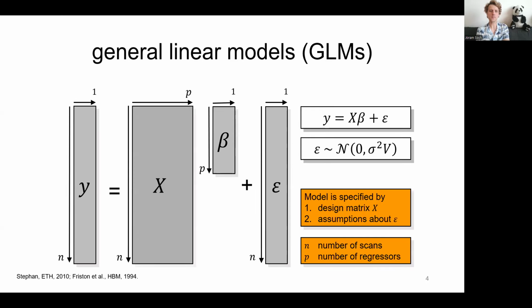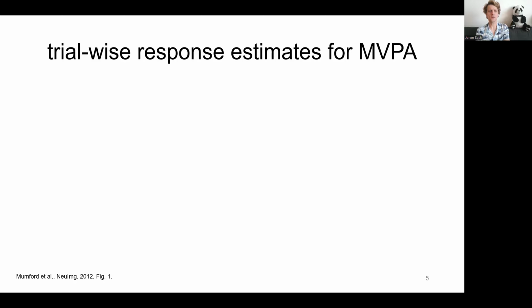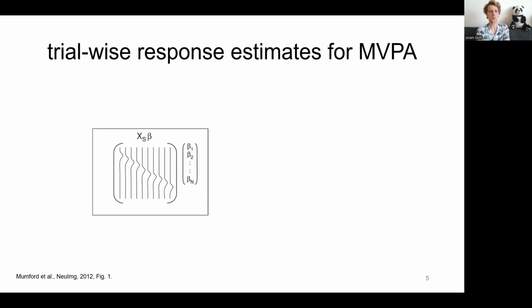In multivariate pattern analysis, this condition-based design matrix is often exchanged for a trial-wise design matrix in which each trial has its own regressor, its own HRF regressor. This is called the least squares all approach and gives us trial-wise response estimates. The disadvantage of this is that when trials are spaced closely in time, the HRF regressors are overlapping, which induces serial correlations into the trial-wise parameter estimates.